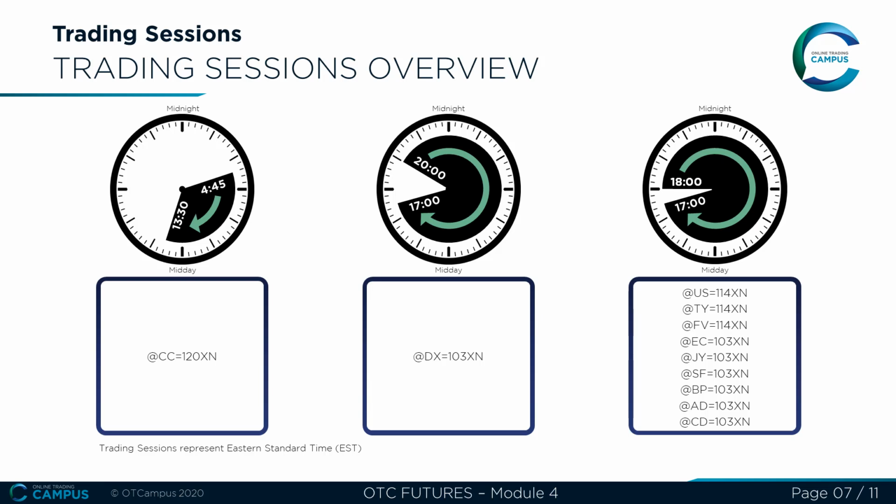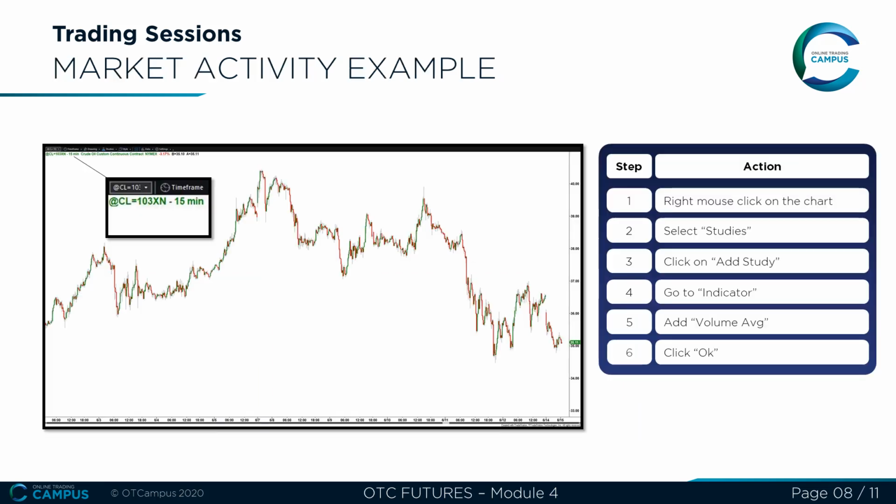Eastern Standard Time. Now what about the currency and US Treasury market? The dollar index opens at 8 p.m. and closes at 5 p.m. Eastern Standard Time. US 30-year bond, US 10-year Treasury note, US 5-year Treasury note, Euro, Yen, Swiss franc, British pound, Australian dollar, Canadian dollar, all open at 6 p.m. and close at 5 p.m. Eastern Standard Time.